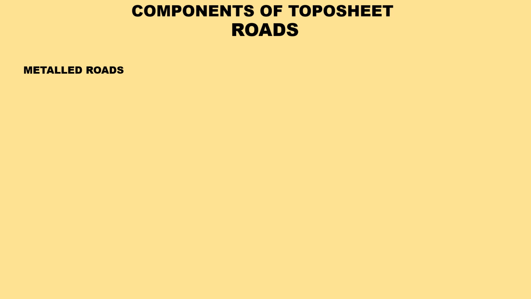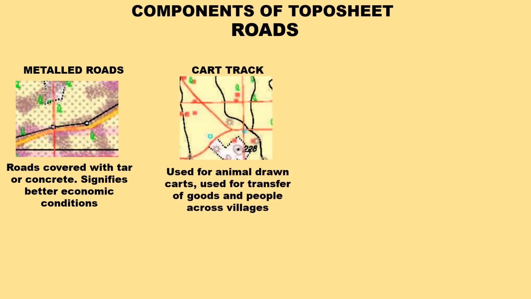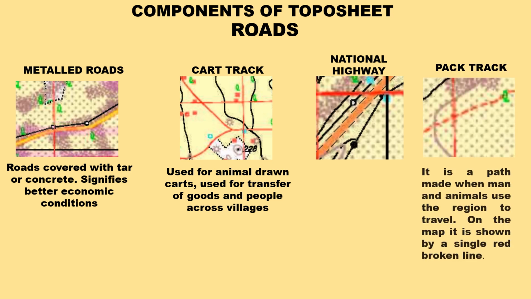Next, on the components of Toposheet, we have the roads. The first type of roads we get is metal roads. Roads covered with tar or concrete signify better economic conditions. Second, we have the cart track, used for animal-drawn carts, used for transfer of goods and people across villages. Third, we have national highway. Fourth, we have the pack track.